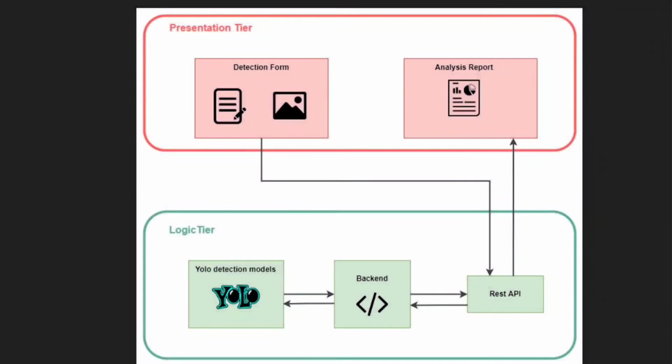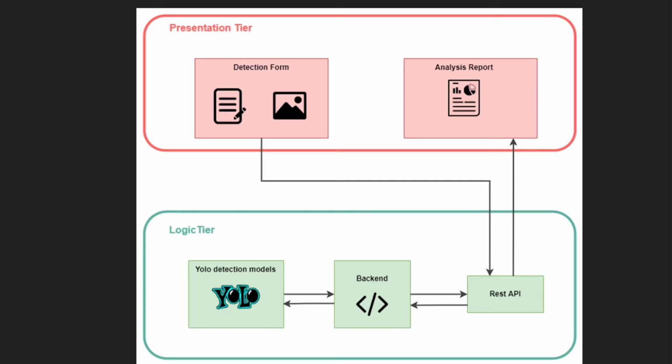When considering a layered architecture, the system would consist of two tiers. We will start with the presentation tier. The presentation tier will consist of the user interface. The user interface has the processes of either the detection form or the analysis report. So the user will first interact with the detection form.